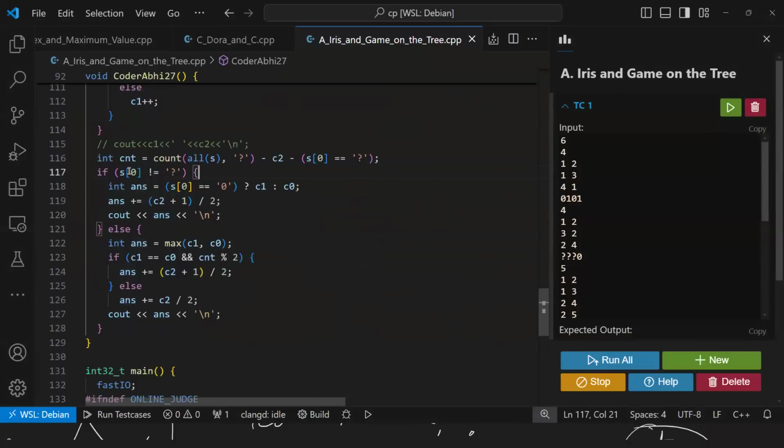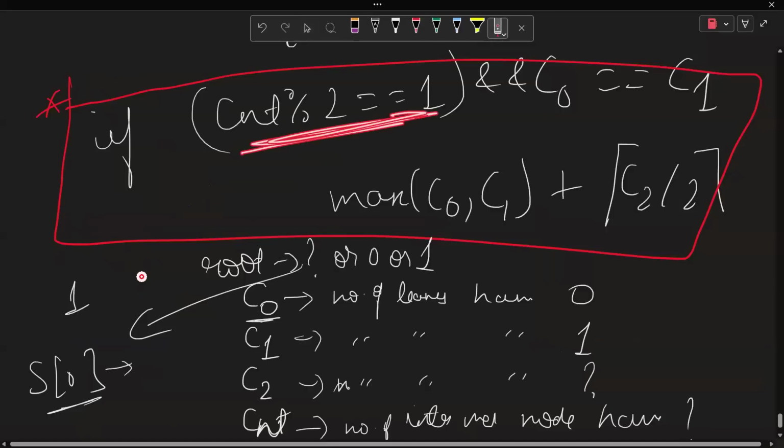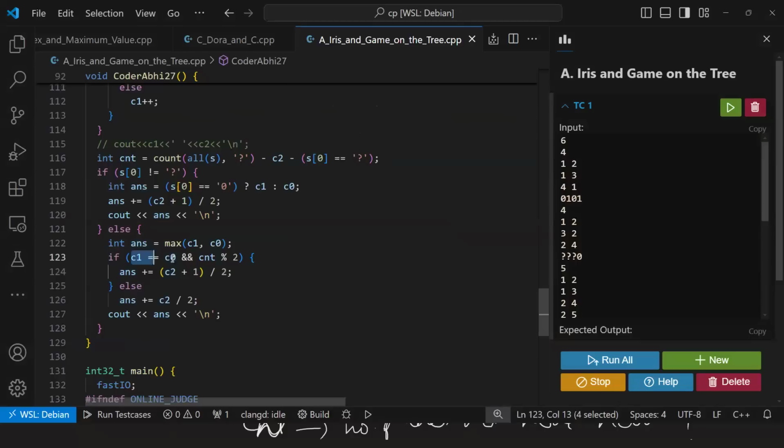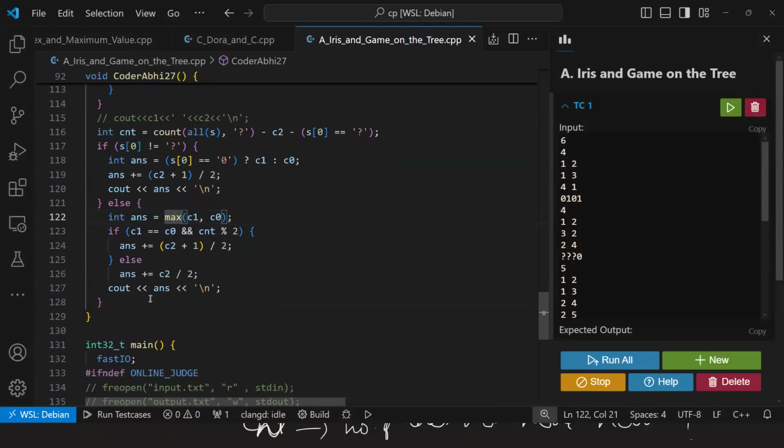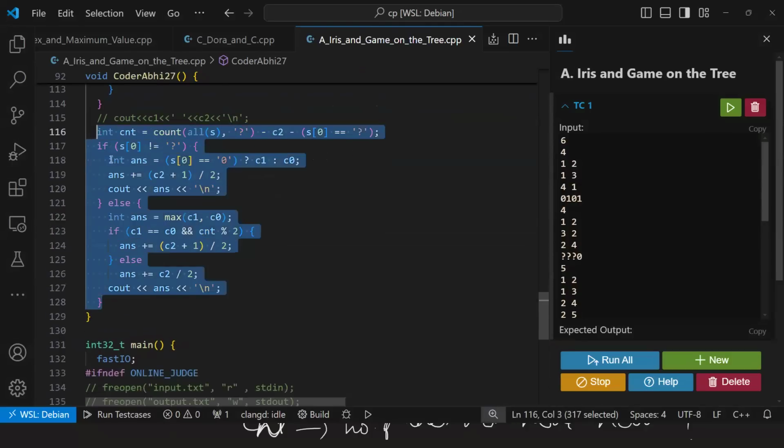Now, when this S0 is a question mark, in the else part, then again, I would check this edge condition. If my CNT is odd and C0 and C1 are equal. So if C1 is equal to C0 and my CNT is odd, then I would add the ceil of that to my answer. Otherwise, the floor of that to my answer. And my initial answer was max of C1, C0. Okay. So I hope the code is clear now.